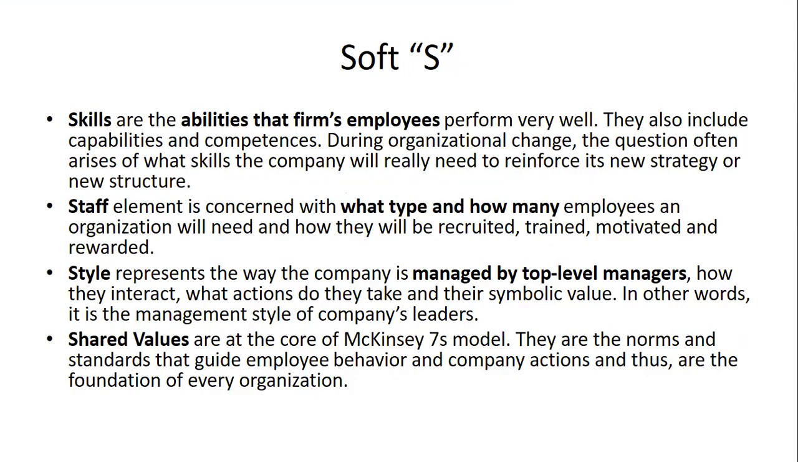Then when we talk about the soft S factors, skills are the ability of the employees to perform well. Staff is about what type and how many employees are recruited, trained, motivated, or rewarded. Style is how the top level managers manage the business with their uniqueness or management style. And values, in the McKinsey 7S model, mean the norms and standards with respect to the behavior of the employees and the company's actions, which are the foundation of all organizations.